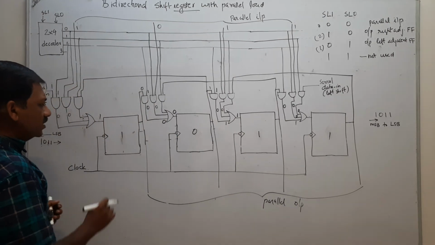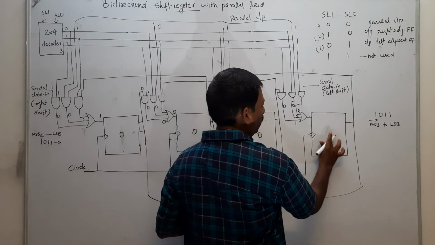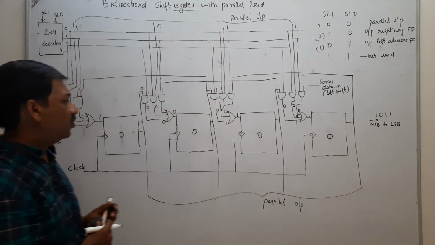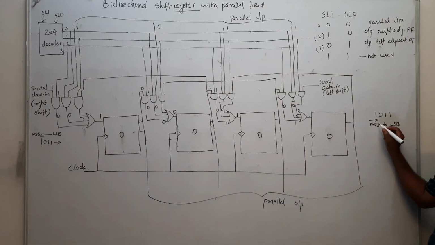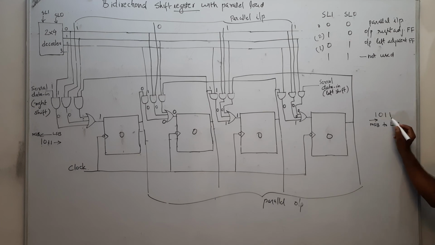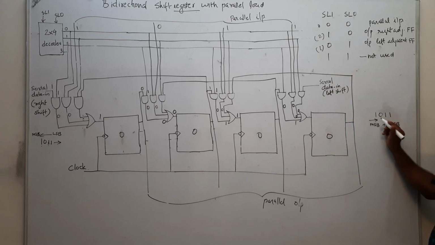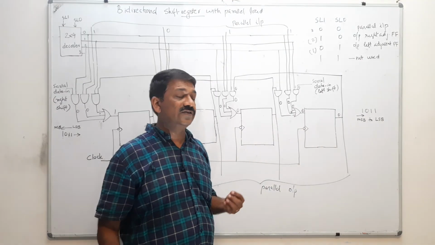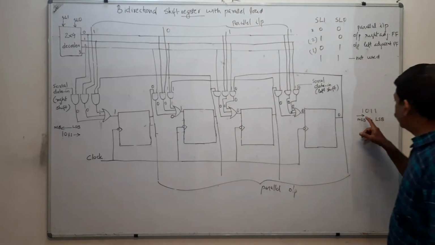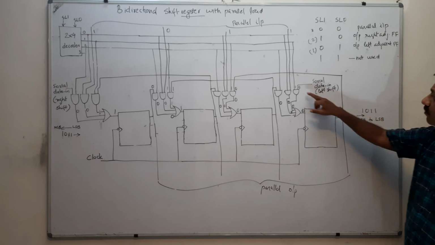See, suppose that the initial content of this is 0, 0, 0 and 0. Now what will happen? You are pushing this in this direction, that means 1, 0, 1, 1. And from left to right you are pushing. Initially you are pushing 1 into this, that means you are inputting data, and you are pushing from right to left. As far as right to left shifting is concerned, here you are going to push data like this, that means 1 0 1 and 1 1 0 1 and 1.